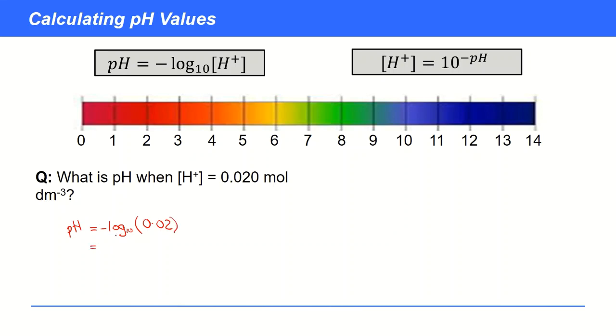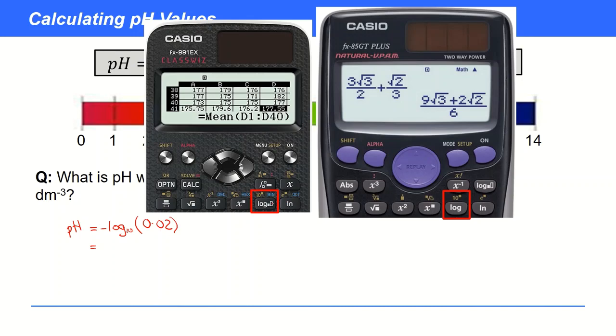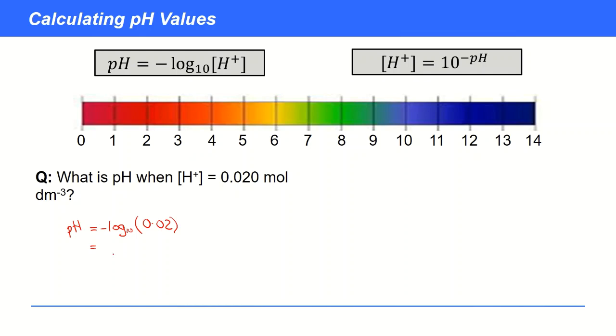Now how we achieve this operation, as I said, is just a button press on a calculator. If you've got one of these ClassWiz type calculators, you just click that button, tell it you want base 10, and then input the value you want afterwards. And if you've got this type of calculator, log by default is a base 10 logarithm. When we do that, we get a value that comes out like this: 1.698 97, and so on and so forth.